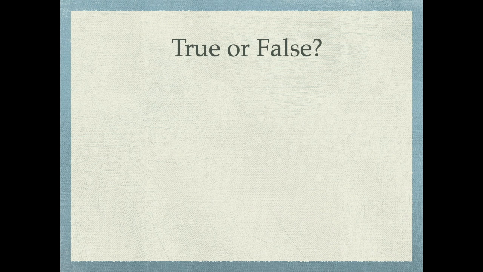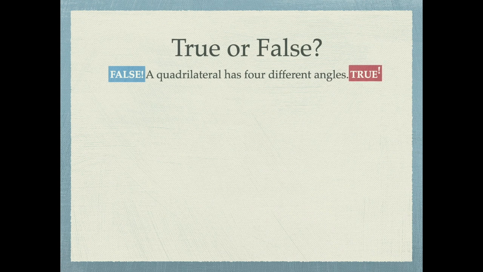First question. A quadrilateral has 4 different angles. Is that true or false? Well, it's sometimes false because some quadrilaterals all have the same angle. We call those squares or rhombuses. But a quadrilateral could have all 4 different angles if it's not a parallelogram or a rhombus or a trapezoid. It's just an irregular quadrilateral. So this one is true and false.